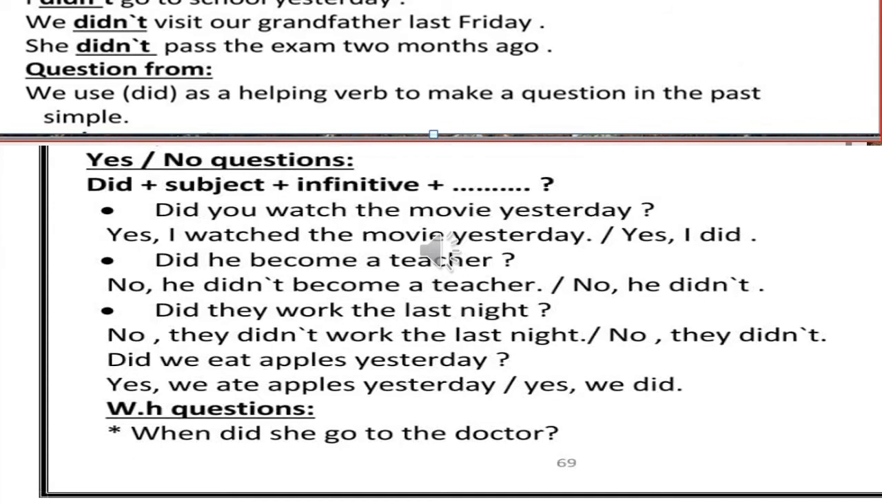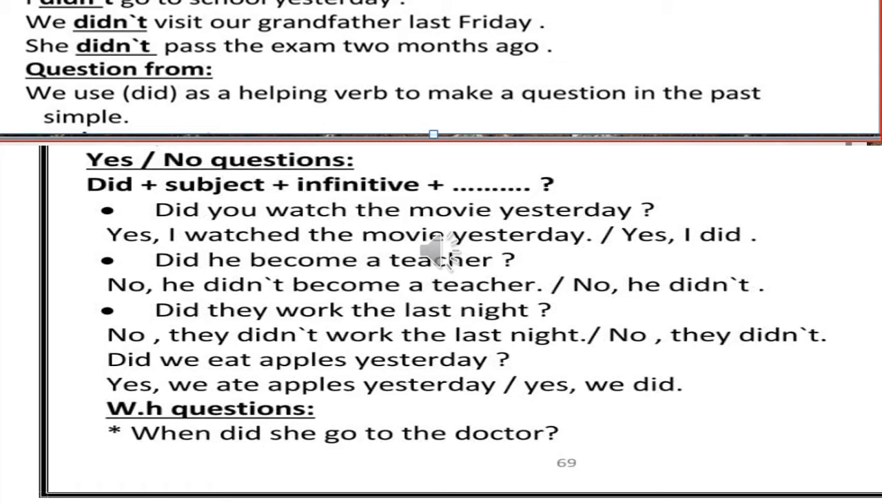Now let's see the negative form of past simple. The form in negative: subject plus didn't plus infinitive. I mean the verb without anything. Like, I didn't go to school yesterday. We didn't visit our grandfather last Friday. She didn't pass the exam 2 months ago. That's about the negative form.